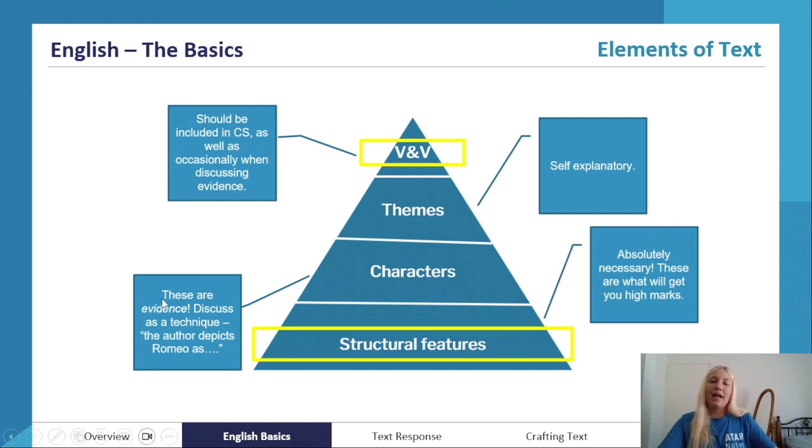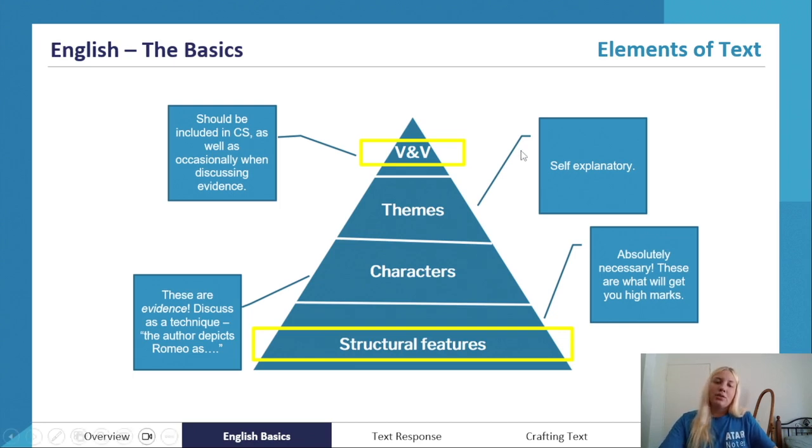And themes are self-explanatory. Find the top 5 to 10 themes in your text that prompts can be based around. Make sure you have arguments and interpretations and quotes and analytical ideas for all of these.